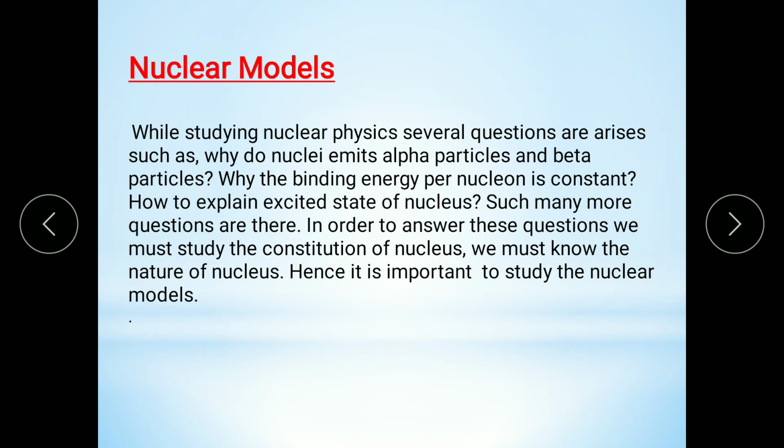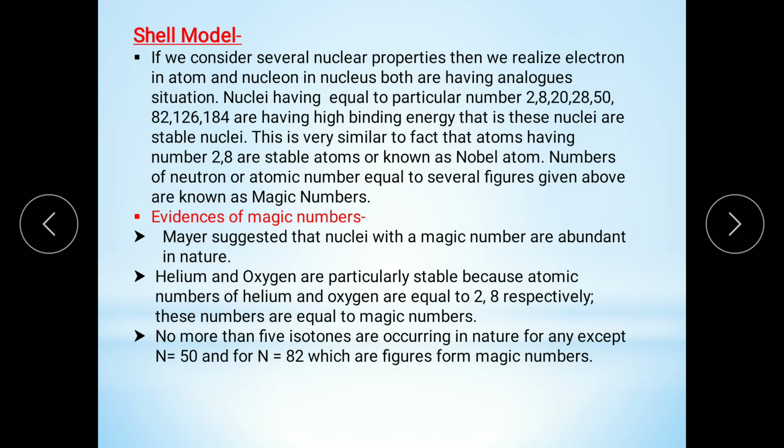Now, why are we going to study the nuclear models? Because when we are studying nuclear physics, many questions arise, such as why there is emission of alpha and beta particles, why binding energy per nucleon is constant, and how we can explain the excited state of the nucleus. To answer such questions, we have to study the nuclear models. Now the first one is the shell model.